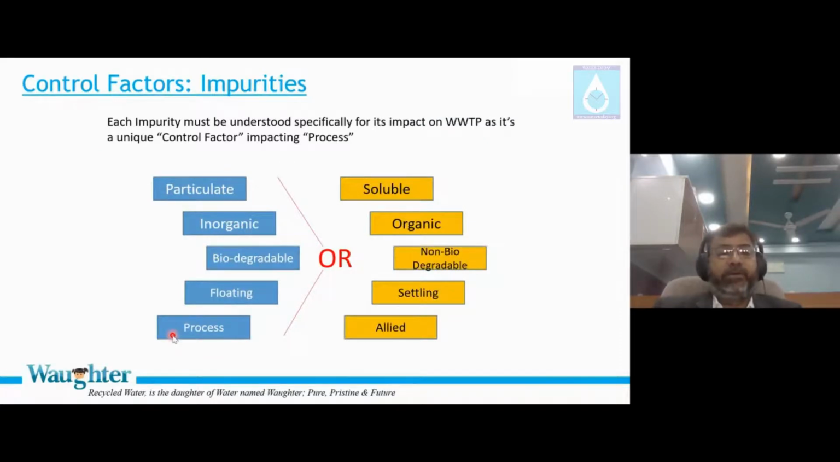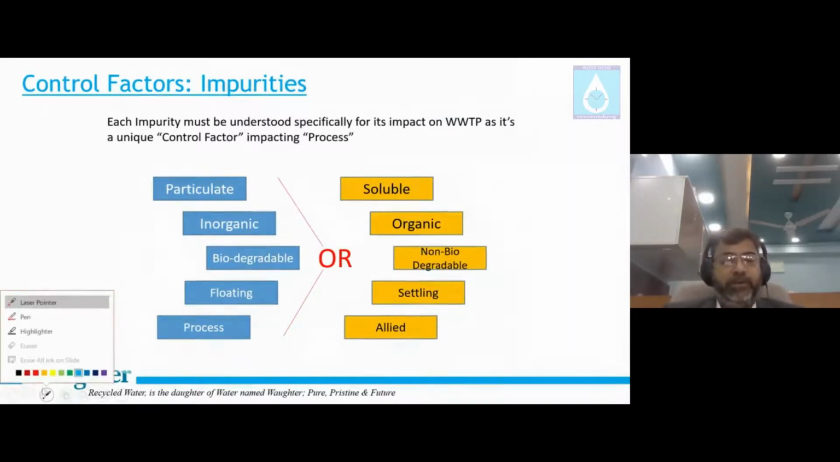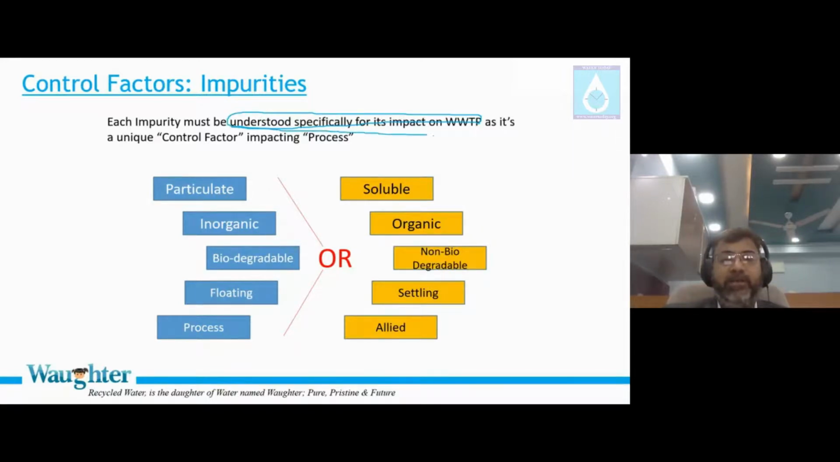Now, if we have to understand these control parameters from a different perspective, let me look at this point. Each impurity must be understood specifically for its impact on the wastewater treatment plant. This is a very, very important line. Do not generalize things. I'll just give you a classic example. I was working on a project.